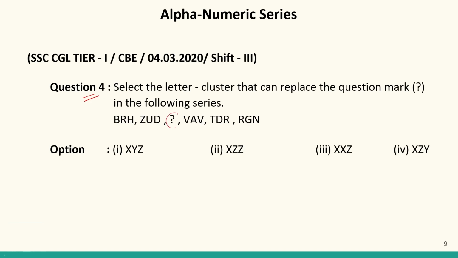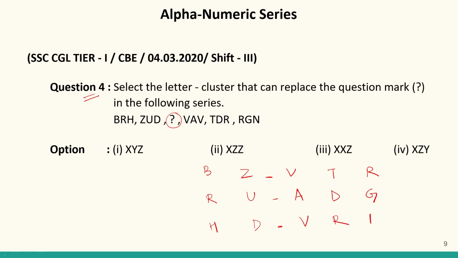Again, question number 4. We have to select what will come in this place. So again, we will treat this as 3 different series. So the first series will have B, Z, V, T, R, and we have to find out what will come in this place. Then for the second, we have R, U, then we have to find out, then A, then D, then G. And for the last, we have H, then D, then we have to find out, and then V, R, and N.